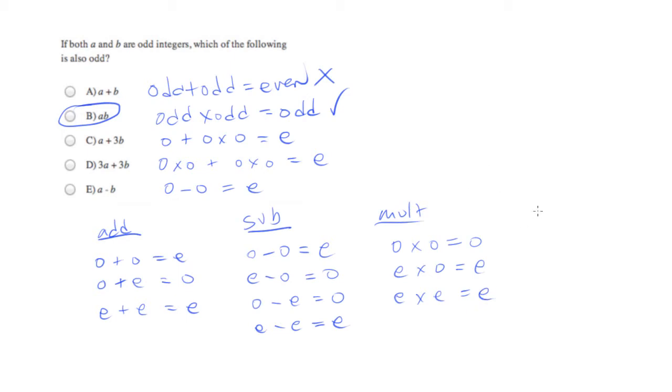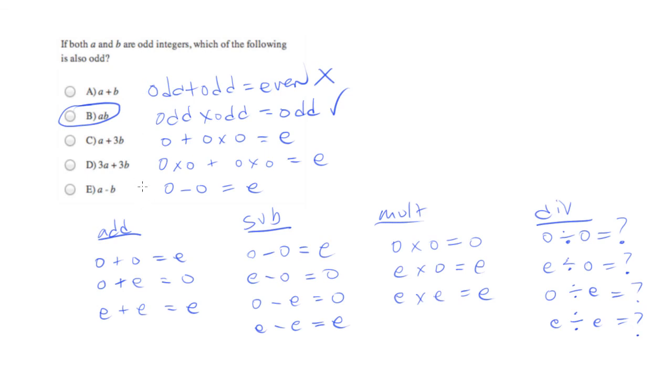And finally, let's look at division. Division is the strangest of the four because you basically don't know anything about any of them. For example, an odd divided by an odd, we don't know what that is. It could be a fraction, and all of these will have the same issue. So even divided by an odd will be a question mark. An odd divided by an even will be a question mark, and an even divided by an even will be a question mark.